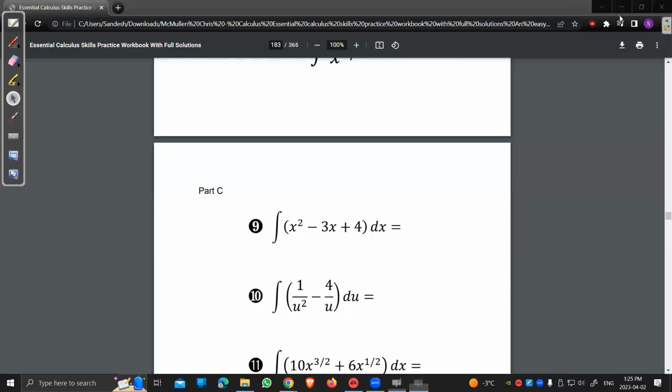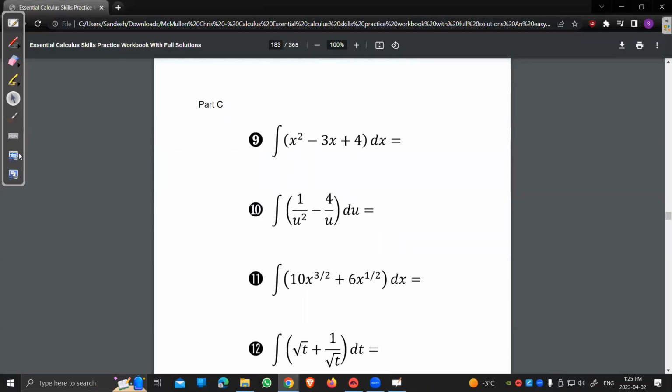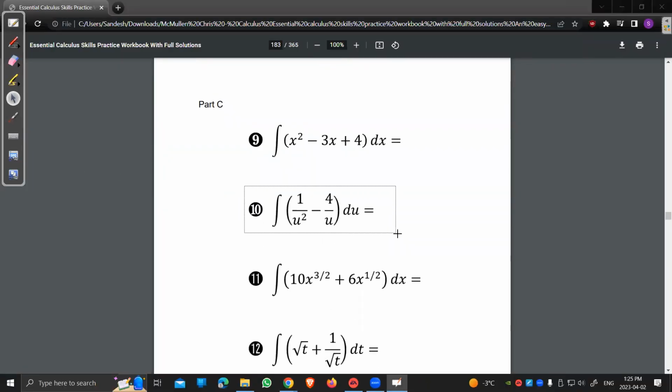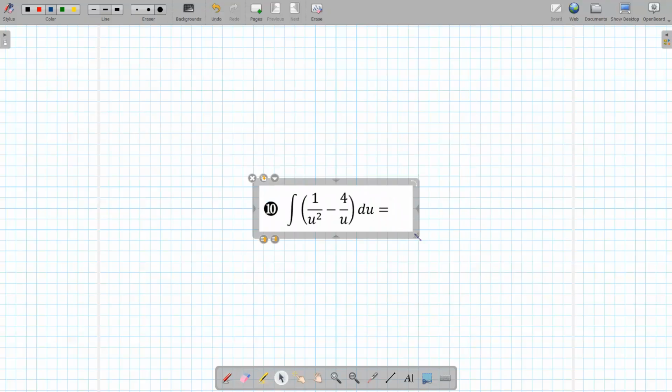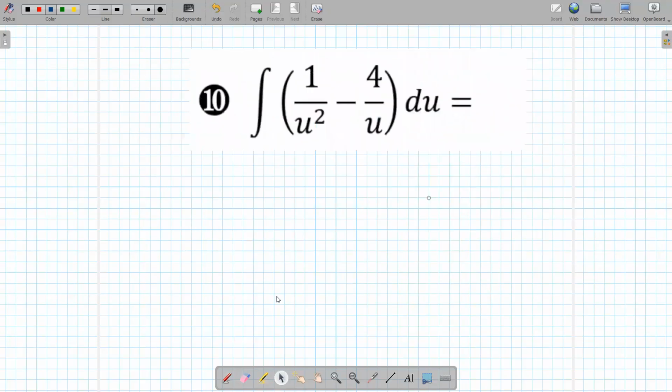Things are going to get a little bit more interesting. Actually, let's see if you remember this one. I can rewrite this for you if you want. So right now we have this. What will be the integral of this guy?